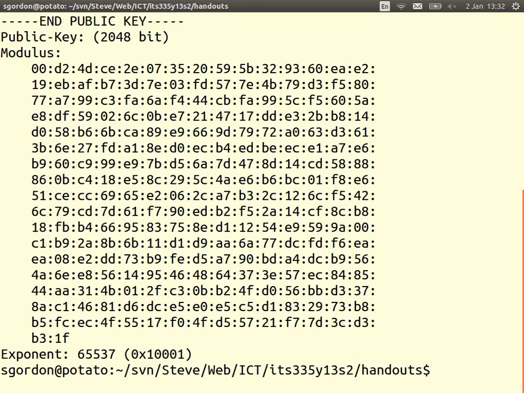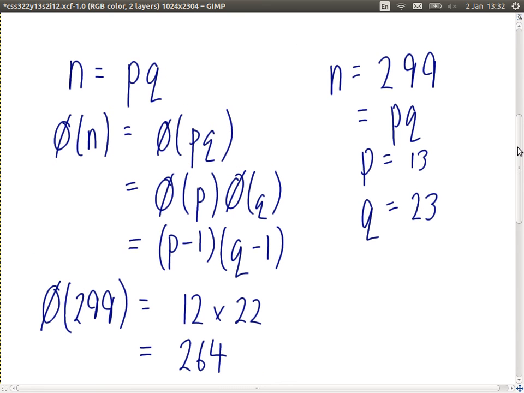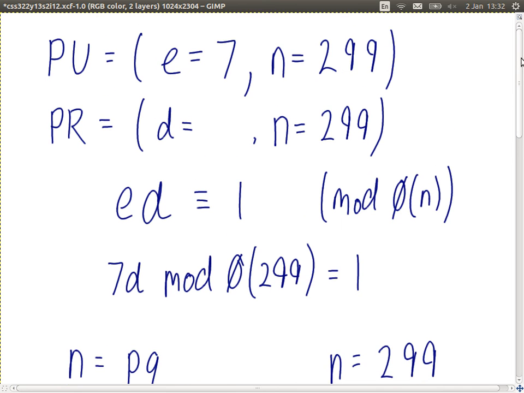Here's my public key. In the previous example, I gave you my public key and you found my private value D, effectively my private key, meaning this key pair is insecure. It's easy to find the secret value.